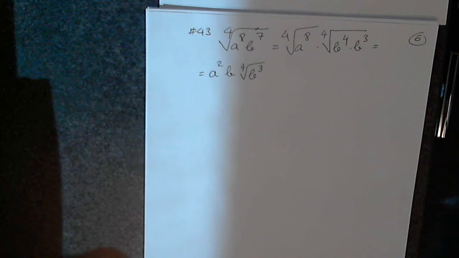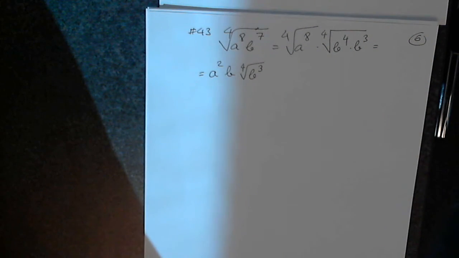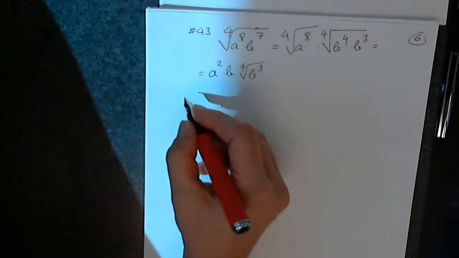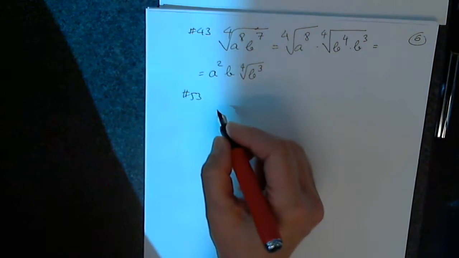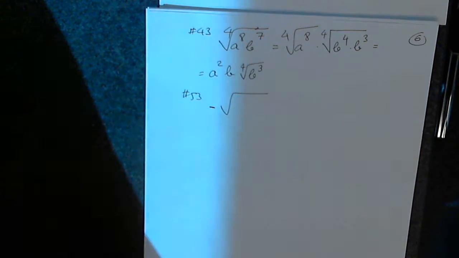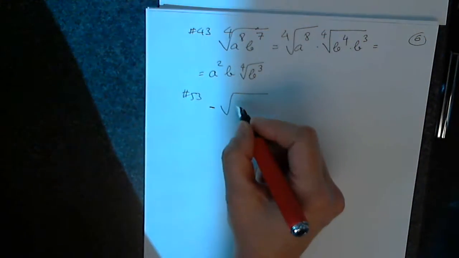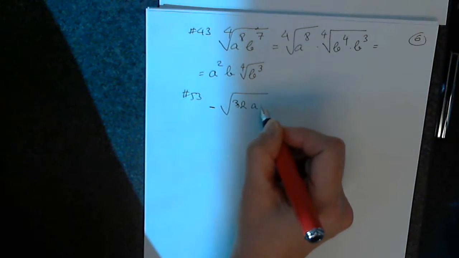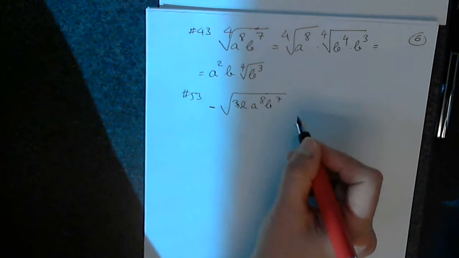Okay, so this was 43. Let's look at 53, which is negative the square root of 32, a to the 8th, b to the 7th.